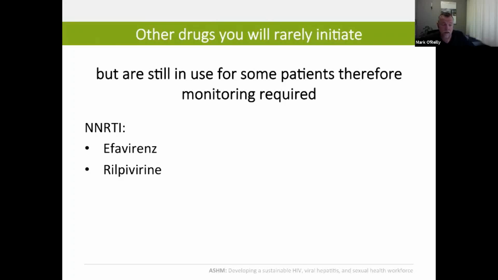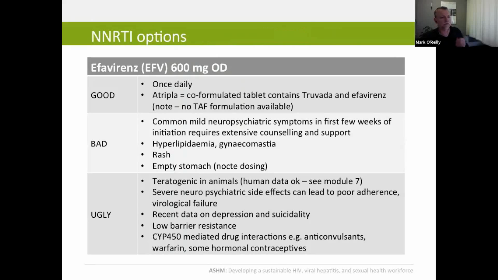Other drugs you will rarely initiate, but we still see them around. It would be very unusual to initiate the NNRTI efavirenz, particularly when we've got dual therapy regimens now. Rilpivirine, maybe you might consider initiating in an individual who has a new diagnosis and is pregnant, because it has a long track record for safe use in pregnancy. Efavirenz we really, really rarely use, and most people who had been taking it in the past have switched off it. It's a once daily medication co-formulated with TDF and emtricitabine, and there's no TAF formulation of it.